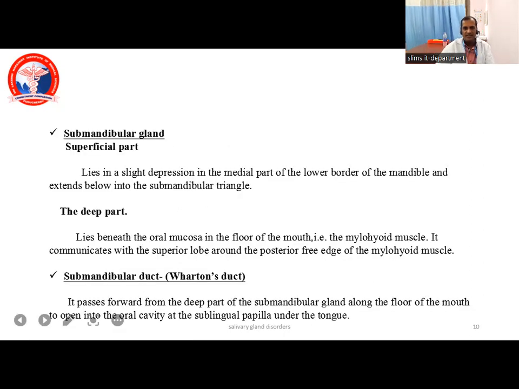Now, the next one is the submandibular gland. It consists of two parts. One is your superficial part, which lies in the slight depression on the medial part of the lower border of the mandible and extends below to the submandibular triangle. That is the superficial part. The deep part lies beneath the oral mucosa in the floor of the mouth, above the mylohyoid muscle. It communicates with the superficial lobe around the posterior free edge of the mylohyoid muscle.